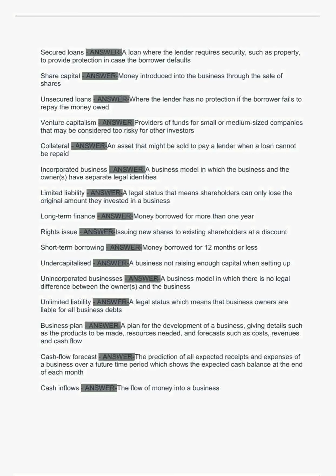Business plan. Answer. A plan for the development of a business, giving details such as the products to be made, resources needed, and forecasts such as costs, revenues, and cash flow. Cash flow forecast. Answer. The prediction of all expected receipts and expenses of a business over a future time period which shows the expected cash balance at the end of each month. Cash inflows. Answer. The flow of money into a business.